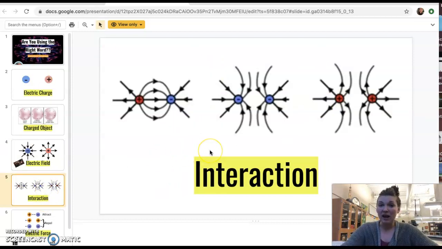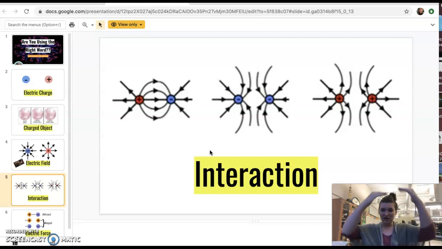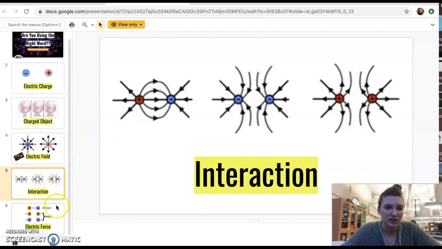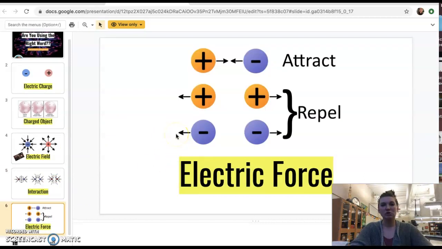So when we have interactions, that's how they're interfacing, how they're interacting with each other, whether it's with attraction, where the positive is going right into the negative and they're hooking up real nicely, or whether it's repulsion, where their fields are kind of curving away from each other. That's an interaction.